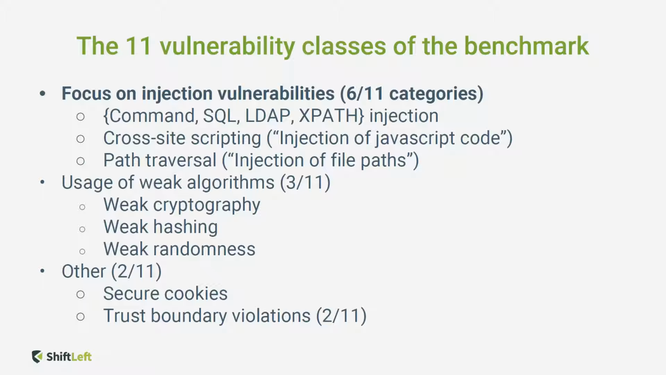Then there are 3 categories around usage of weak algorithms. So you'll see insecure hashing functions being used, like MD5, for example. You'll also see weak cryptographic functions used, and finally weak randomness. And then there are 2 that kind of don't fall into any of these categories. One is about whether cookies are set to be secure, and the other is called trust boundary violation. I won't go too much into that right now.